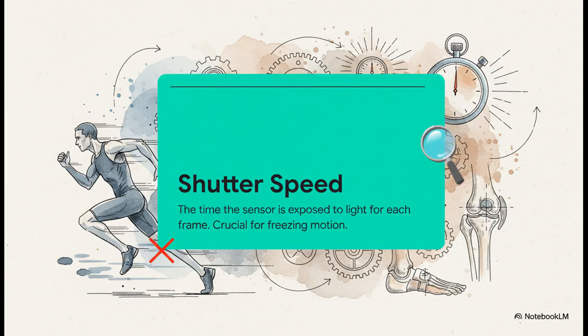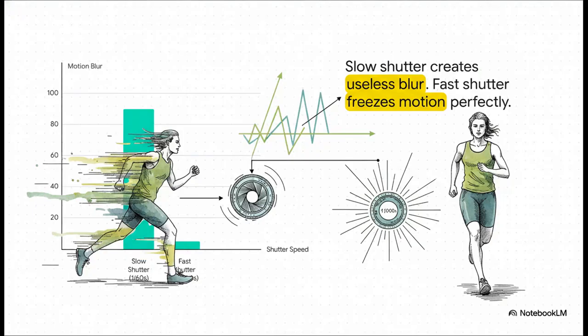You have to remember, motion blur is the absolute enemy of analysis. It makes it totally impossible to accurately pinpoint where a joint center is. And this chart just says it all, doesn't it? It shows the trade-off perfectly. If you're using a slow shutter speed, say 1/60th of a second, you might get a bright picture, but any fast movement just turns into a useless, blurry streak.